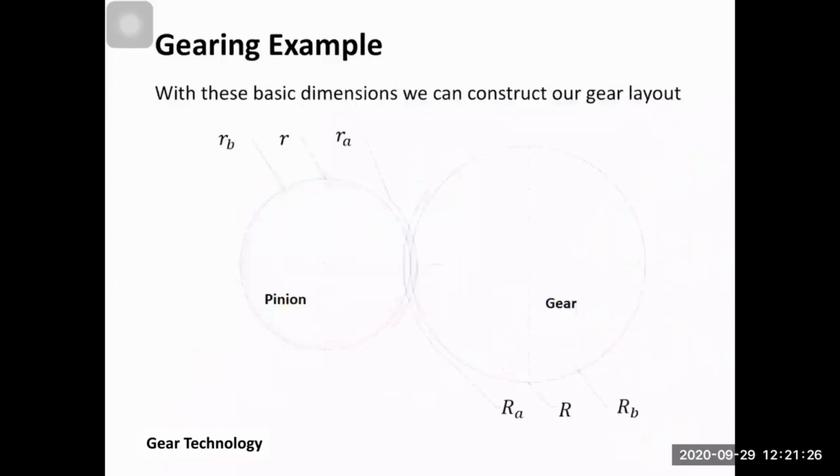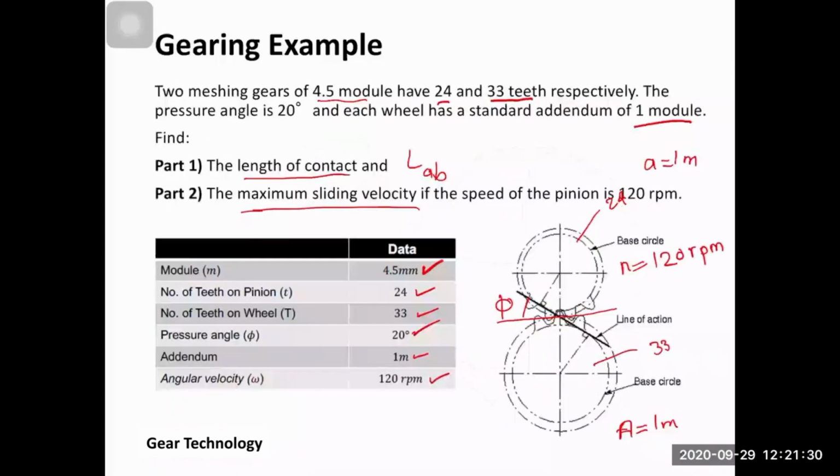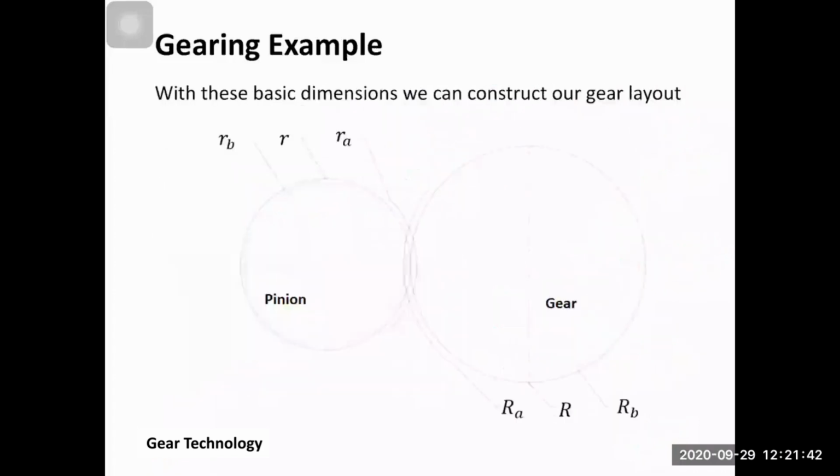So what we are going to do now, in order to find the length of contact, LAB, there is a procedure we need to follow. So we're going to learn together here how to find the length of contact, LAB, right? It is mathematically involved, but you will see that after that, you will find that it is not that difficult, actually. So here you see on the left-hand side, this is the pinion.